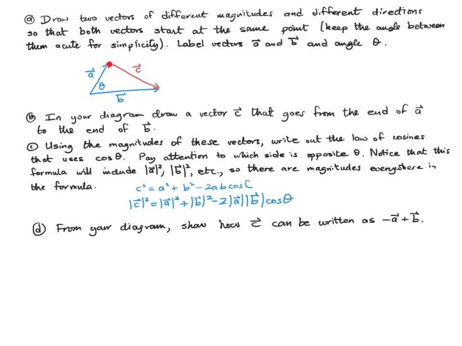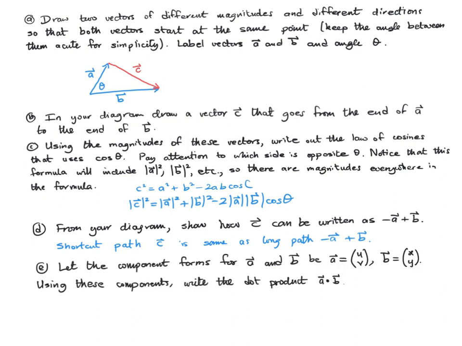So again, C vector starts here and ends here, so this would be the shortcut, but another way you could go is to go from here to here and then to here. So from here to here is just negative A, and then from here to here is B. So the shortcut path C is the same as doing this long path, negative A plus B. So that would be a way to describe what we just did.